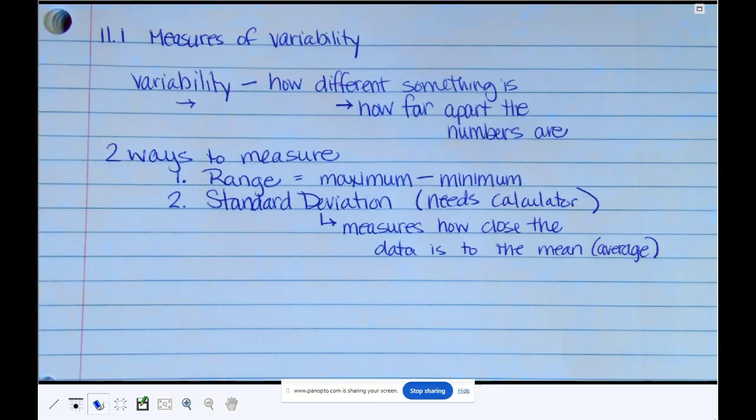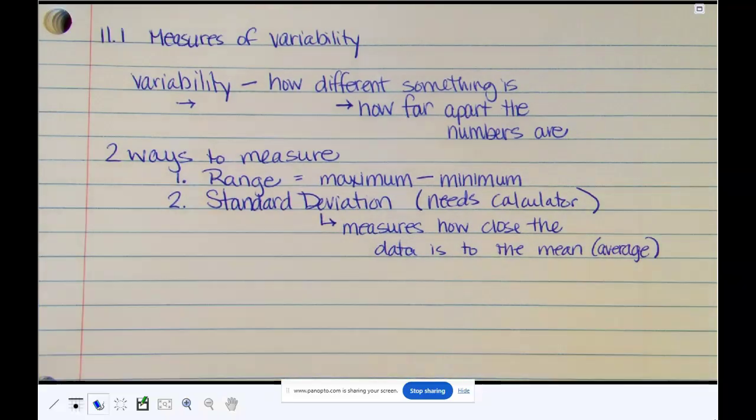A big number means all your numbers are far away from the average. The average here would be probably somewhere in the 15s, with a very small standard deviation because everybody's really close to 15. As soon as you put Miss Margaret and myself in there, it goes up. We'll do that example in a minute.